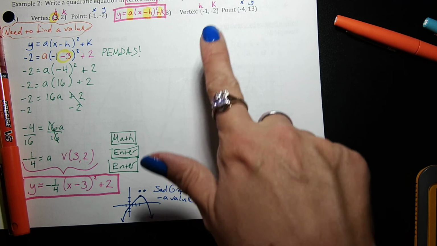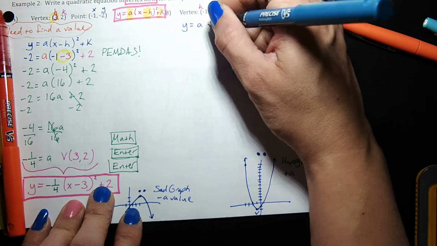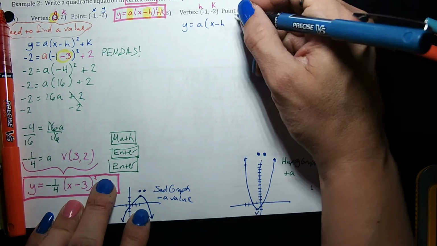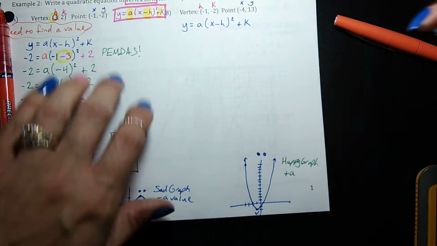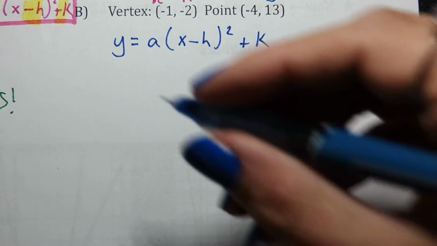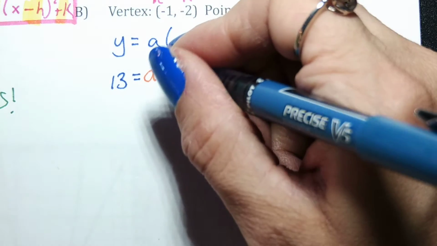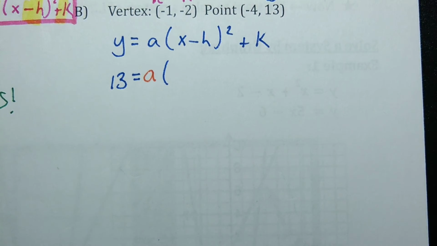So folks, let's go ahead and start with this one. I'm going to start by writing vertex form. y equals a times (x minus h) squared plus k. We're going to fill in what we know. What are we going to use for the y value? That point that we have, 13. The a value is what we are looking for, a. Then, what will we put in for the x? The -4.